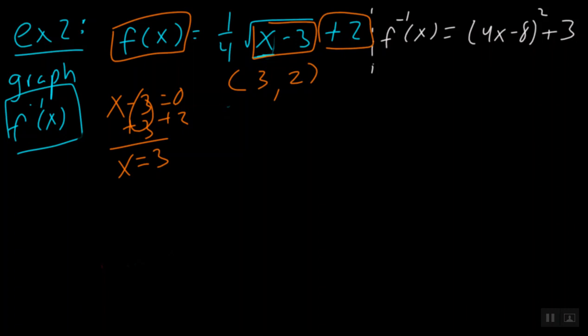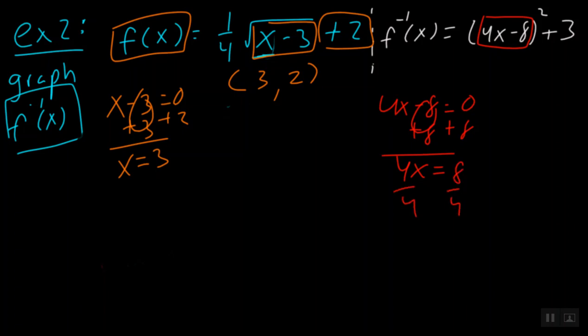Alright, let's do a different color. Let's use red. Here I know that inside my square I have 4x minus 8. I set that equal to 0, and of course I add 8 to both sides, and I have 4x is equal to 0 plus 8 is 8. We divide both sides by 4, and we get x is equal to 2. Therefore, our x value is 2, and our constant is positive 3.